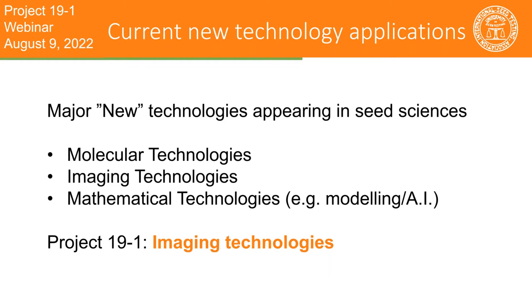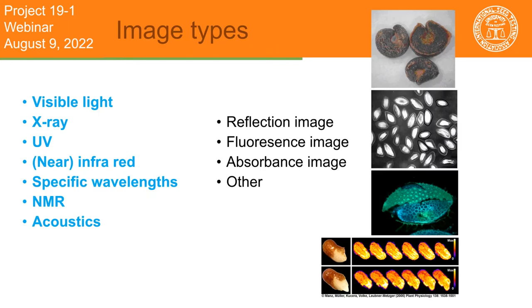In the project we're talking about here, Project 19.1, is a special project. We're dealing with imaging technology, so we will not talk too much about molecular technologies in the discussion. I think we'll focus on the imaging technologies. And when we talk about the imaging technologies, there's a lot around, not only because of different applications, but also because of different types of image you can make based on the wavelengths or the technology. So we have visible light. That's of course what we all know. That's also when we have an analyst looking at the seed, we're talking about visible light.